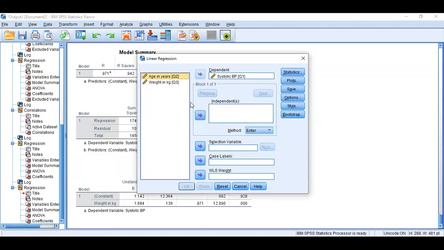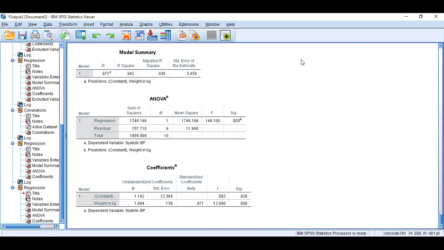Excuse me, before we combine the two, let's explain this. The constant that is not significant here, the meaning will be that weight is explaining the whole of our variable, systolic blood pressure here. Is that the meaning?